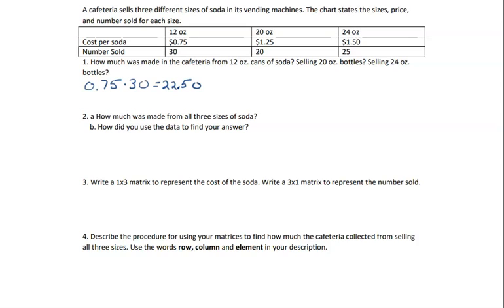Selling 20-ounce bottles, that's 1.25 times 20, which is 25. And for the 24-ounce bottles, it is 1.50 times 25, which is 37.50.